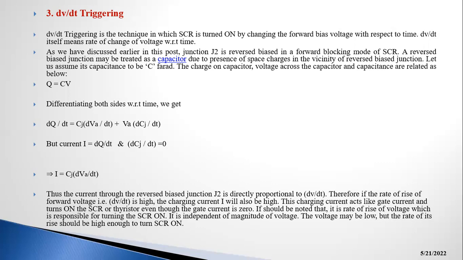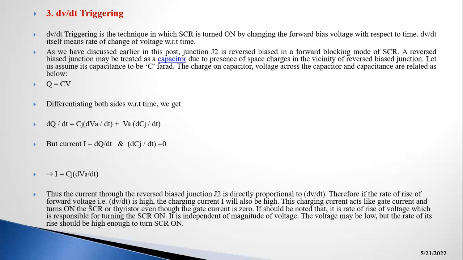As we have discussed earlier, junction J2 is reverse biased in the forward blocking mode of SCR, and a reverse biased junction may be treated as a capacitor due to the presence of space charge in the vicinity of the junction. Let us assume its capacitance to be C farad. The charge on the capacitor, voltage across the capacitor and capacitance are related as below. We can say that Q is equal to CV.